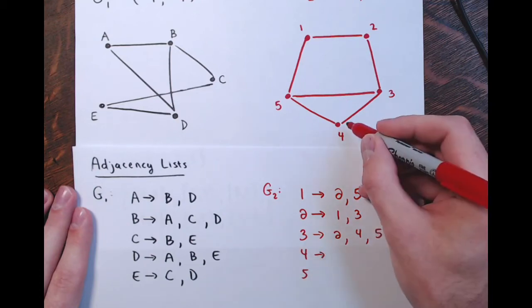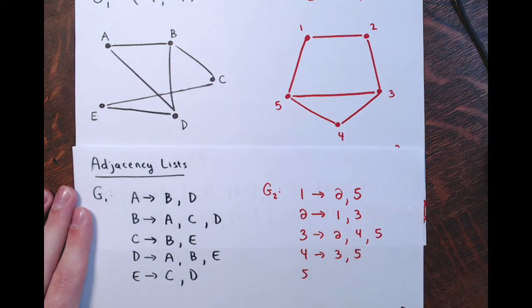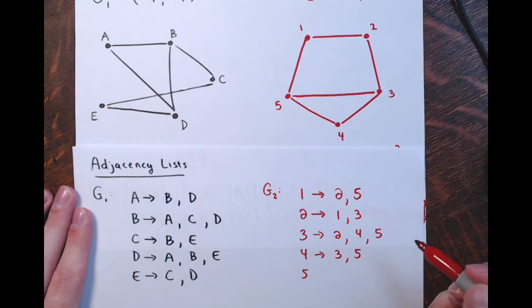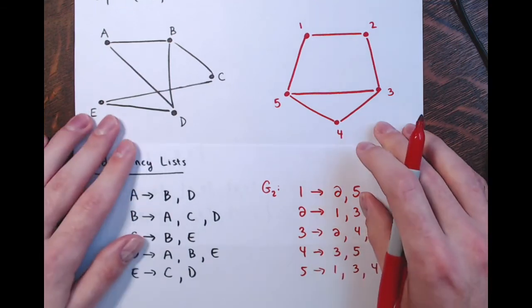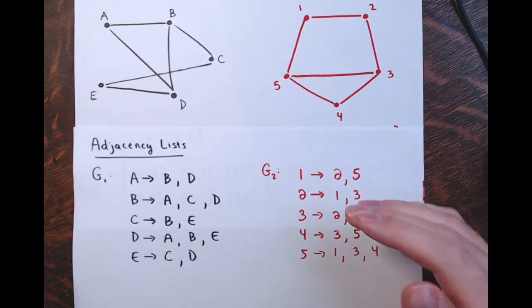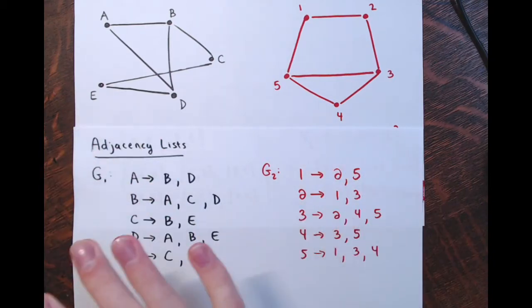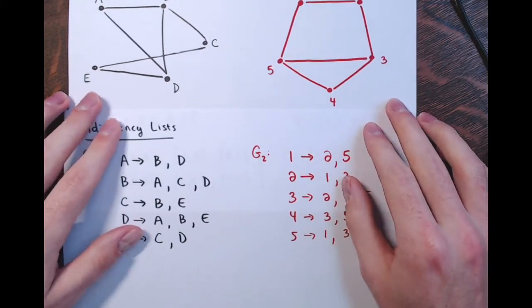4 is adjacent to 3 and 5. And 5 is adjacent to 1, 3, and 4. Alright. Then I'm going to try to rearrange these. Basically, is there a way to rearrange these adjacency lists so they have the same structure? And then that'll help me with my mapping.